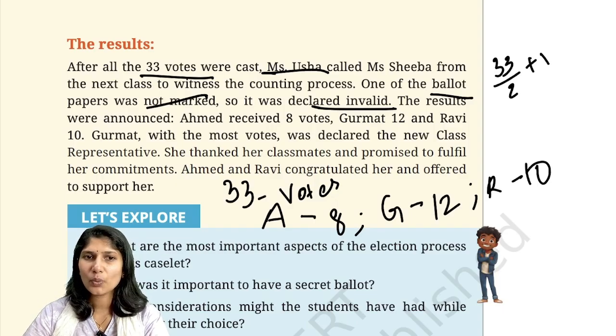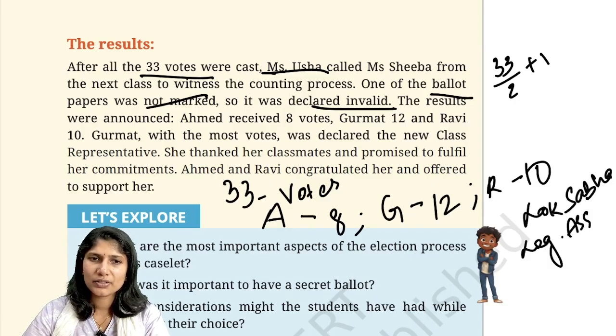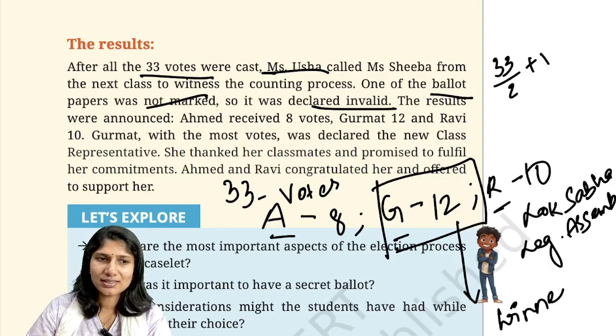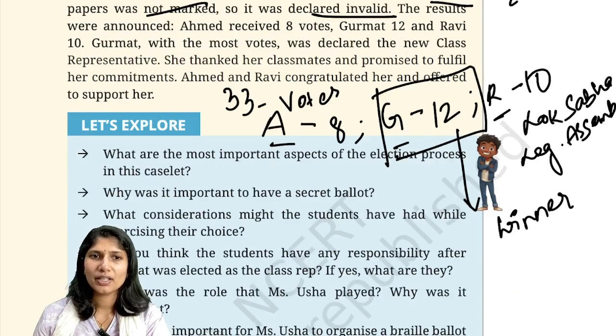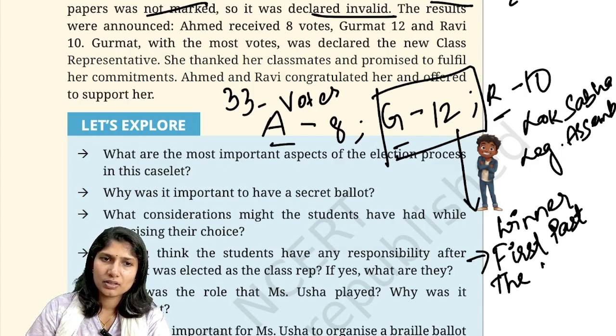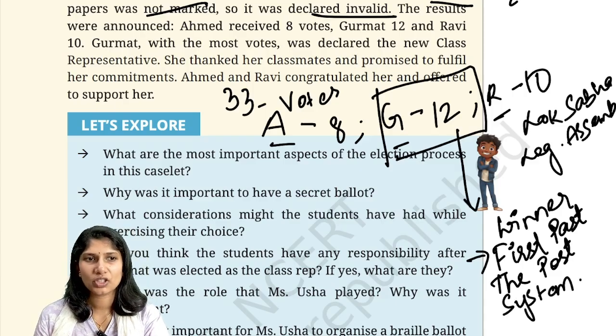This is the same system we use for our Lok Sabha and legislative assemblies. What is this? Among the candidates, who has secured the maximum votes? Gurmat. She has not secured half or above half of the total votes. Among the contesting candidates, she has got the most. So, she is declared a winner. This system of winning, where you are just the highest among the contesting candidates, not of the total votes, is called the first past the post system, meaning who crosses the finish line first.